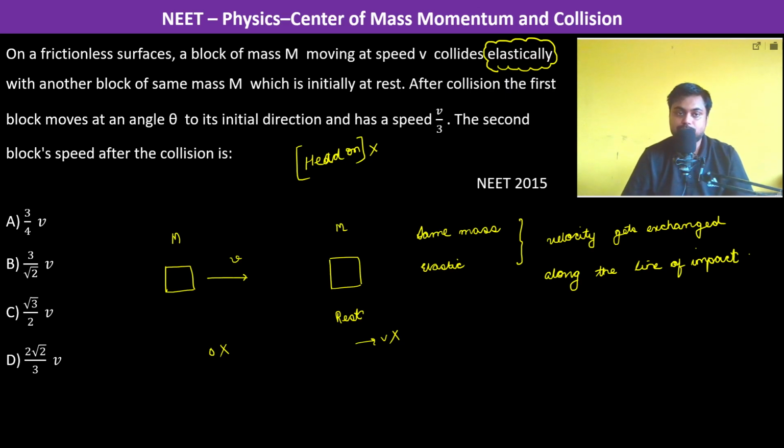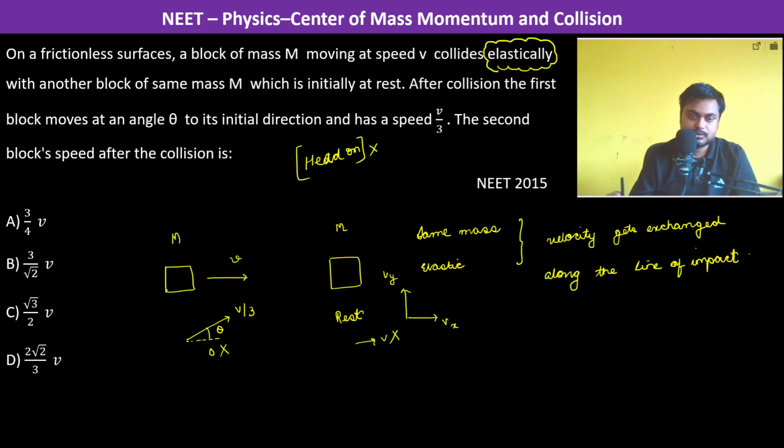After the collision, the first block moves at an angle theta to its initial direction and has a speed v by 3. For the second block's speed after the collision, let us say it has a velocity vx in this direction and vy in this direction. So we do the conservation of momentum in both directions. First, in the x direction.